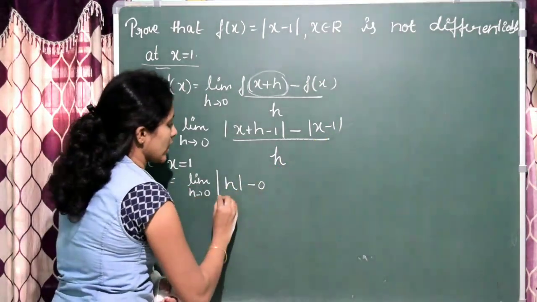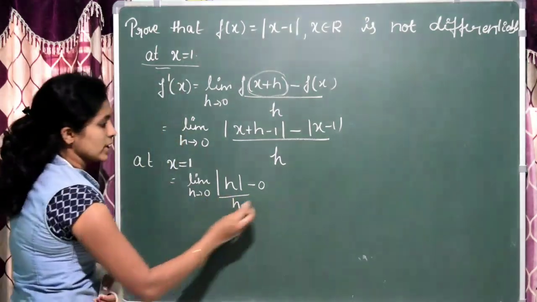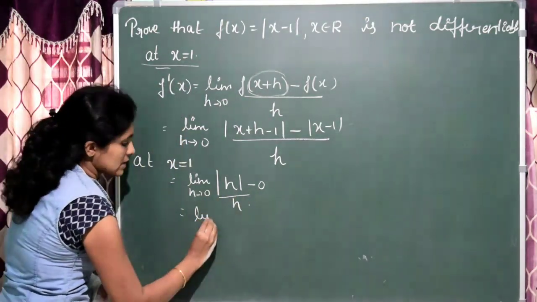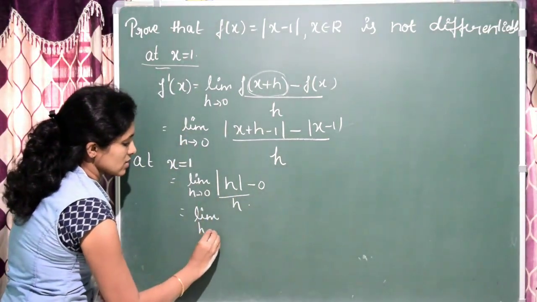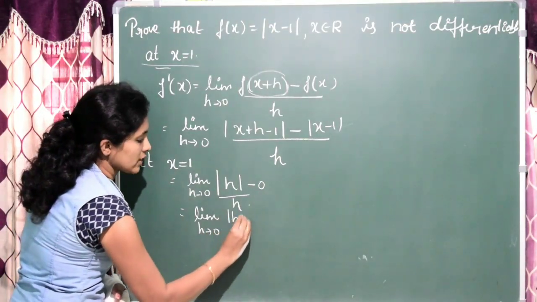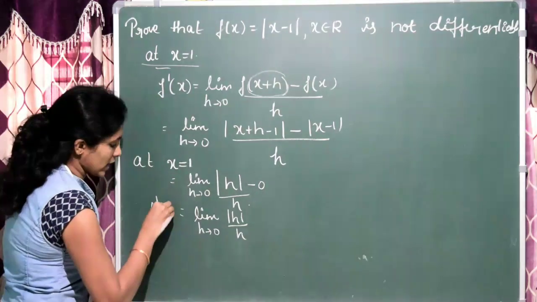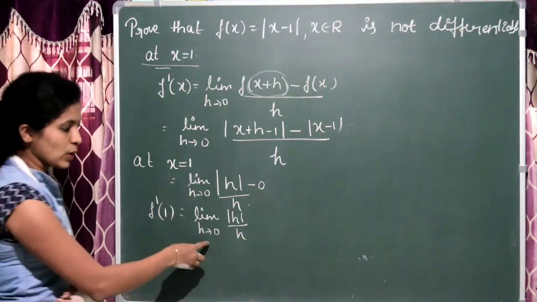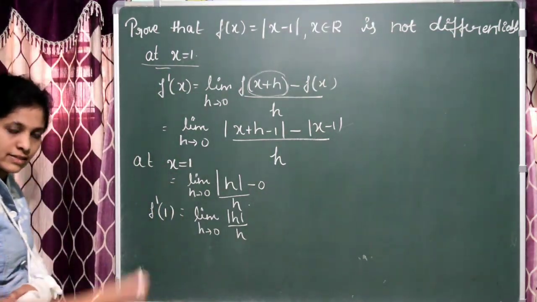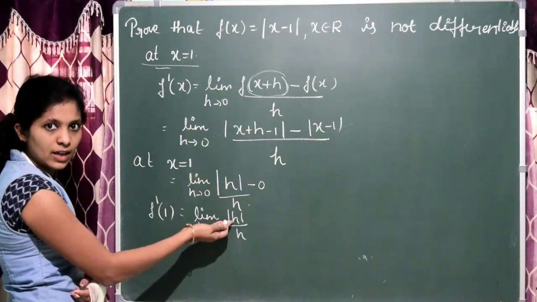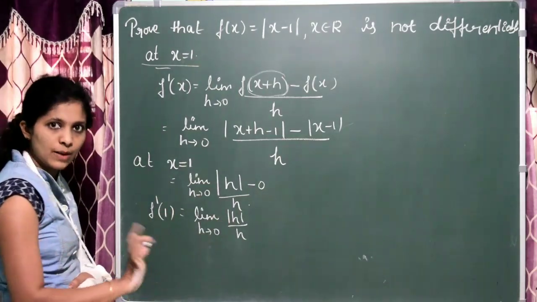So this is 0 divided by h. Now we got this one as limit. Similar problem we have solved. Limit h tends to 0 mod h divided by h. Right? So this is now f dash of x. f dash of x is now 1. Now you have to check the left hand limit as well as right hand limit. Anyway modulus function is there, so left hand limit will be not equal to the right hand limit.